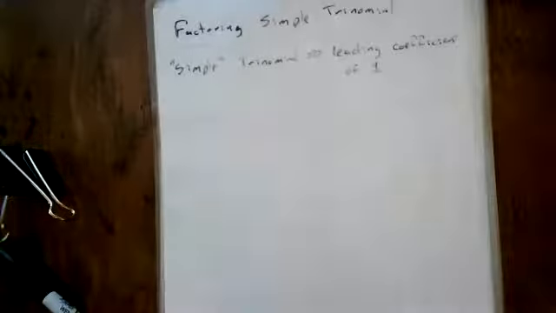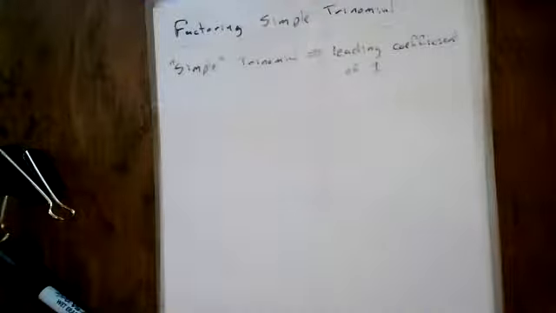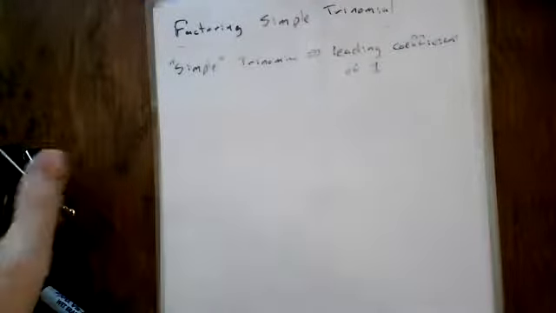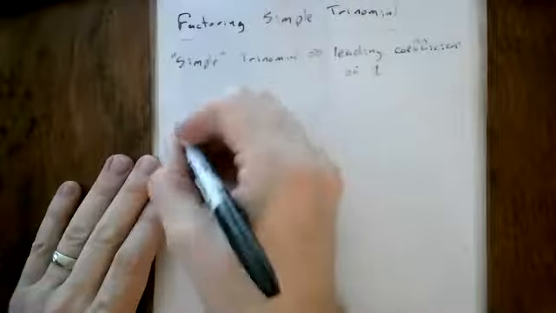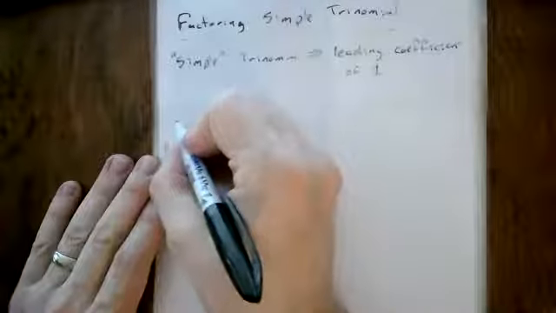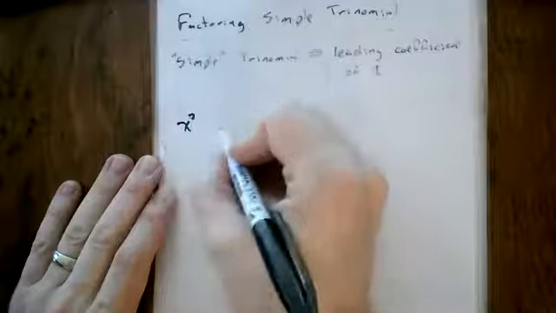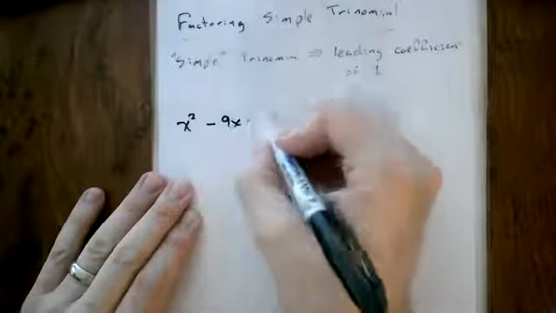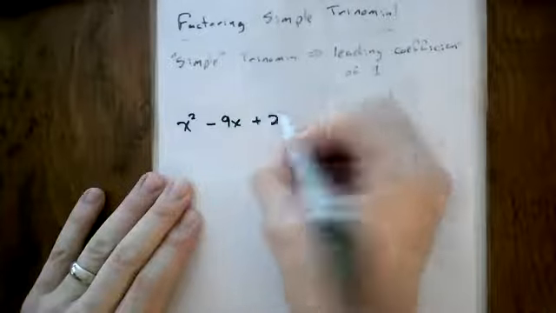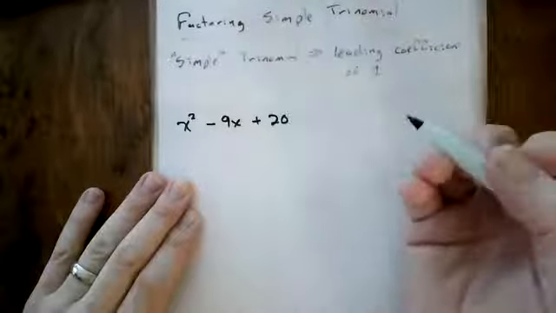So what we're going to do is break this down, and it usually comes down to just a couple key steps, and I'm going to show you the reasoning behind it in just a minute. So let's say we've got something like x squared minus 9x plus 20. And got a new pen, much better.